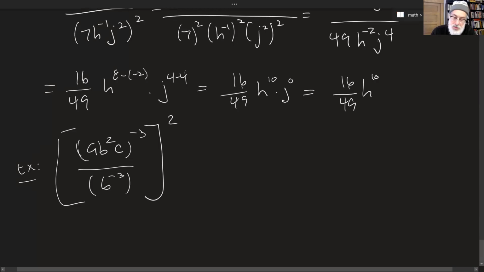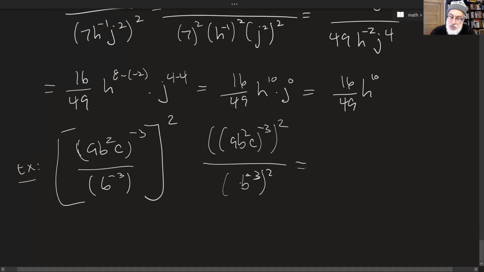Now, the rule says, again, I take b squared c to the negative third, squared, divided by b to the negative 3, squared. And then I multiply 3 and 2. So we'll take this little by little. So that's negative 6. And then I multiply this guy, that's b to the negative 6.